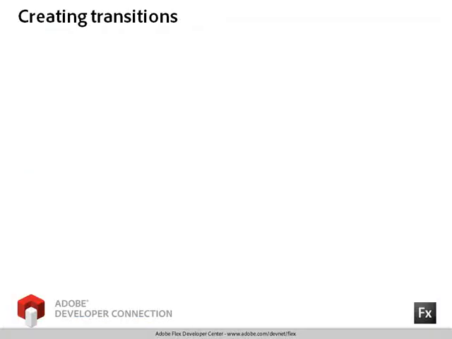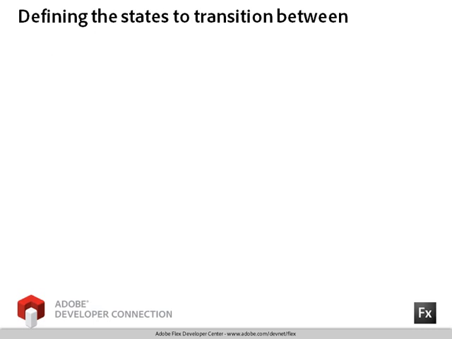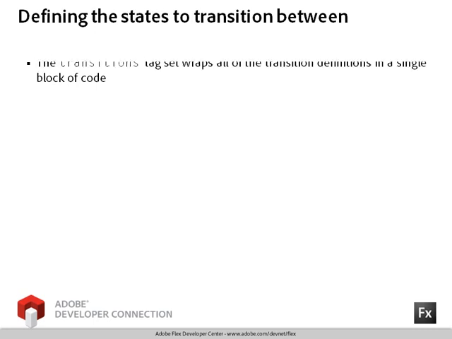To create a transition, you define one or more states to transition between. You also define the order in which you want the effects and the nature of the effects. The effects must define the components that they target. All of your transitions should be defined in the transitions property of the component. This is a single block of code that contains an array of transition definitions.